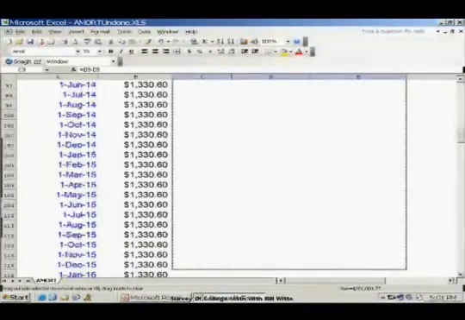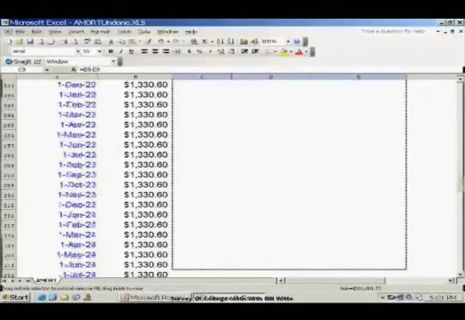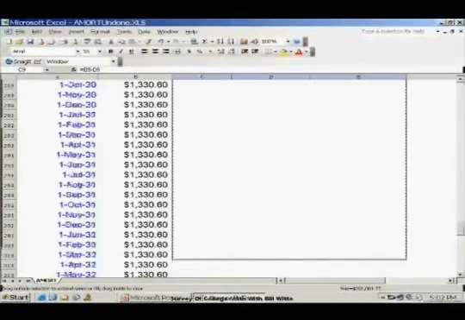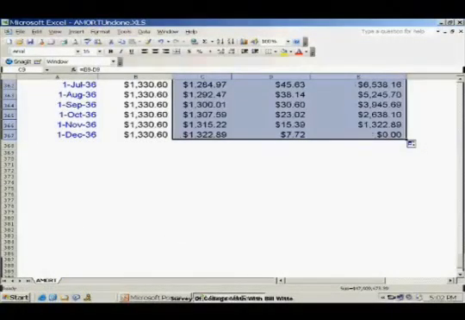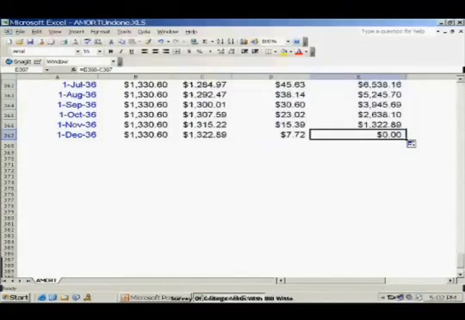Look at the power of this spreadsheet. It's doing a lot of number crunching. I'm going to go all the way down, about 360 payments. And look what it ends up. That's my ending balance, about $0. So that looks correct. Okay?